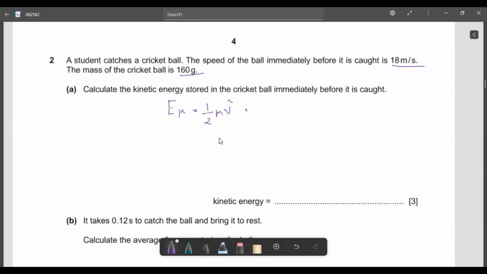Mass is given as 160 grams. It can be converted to kilograms by dividing by 1000. 160 by 1000, that is 0.16 kilogram. So half into 0.16 into v, which is 18 meters per second, v squared, 18 squared.